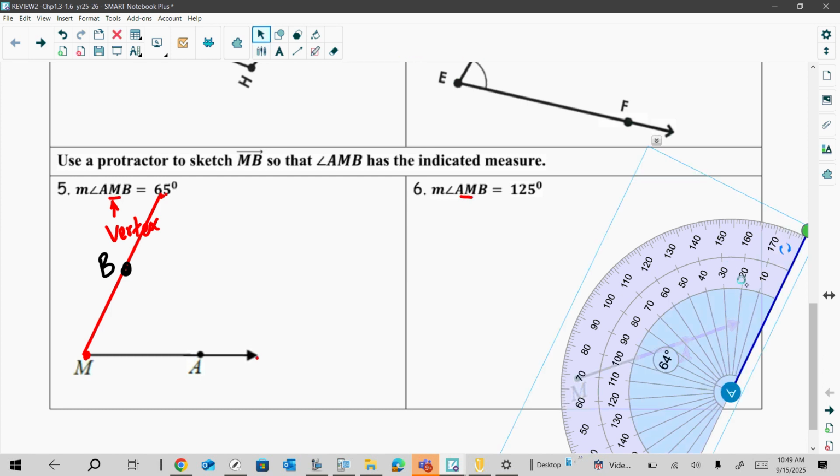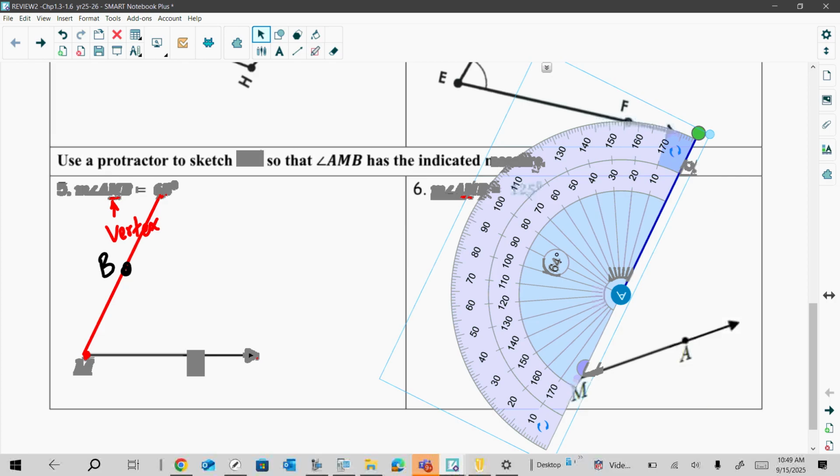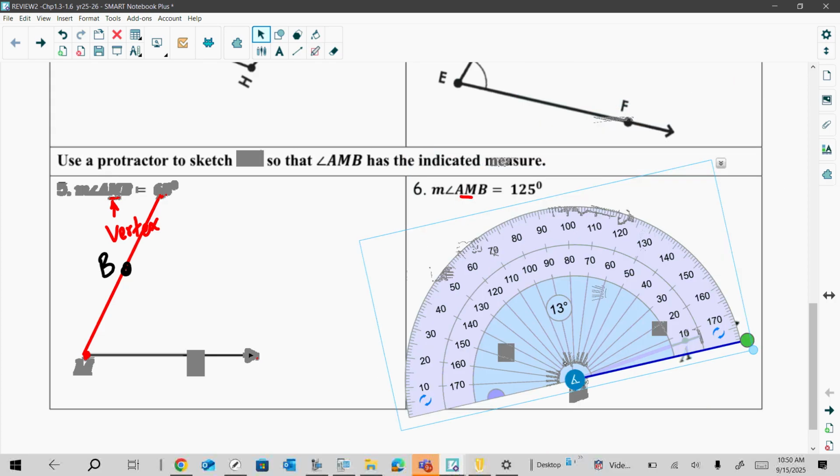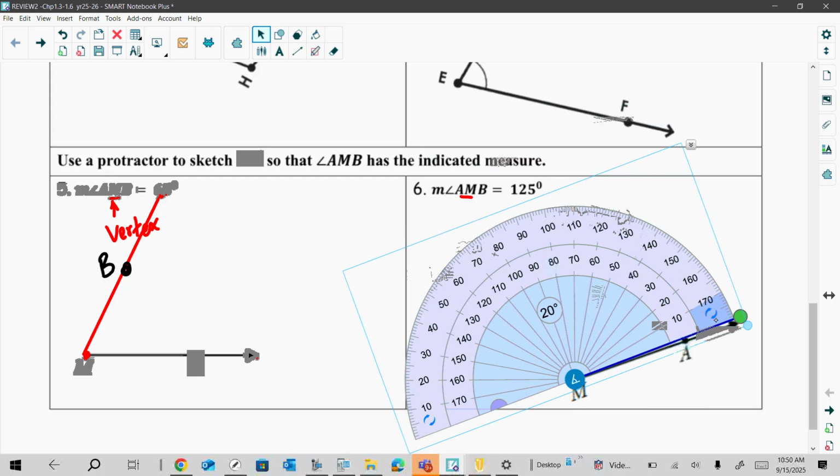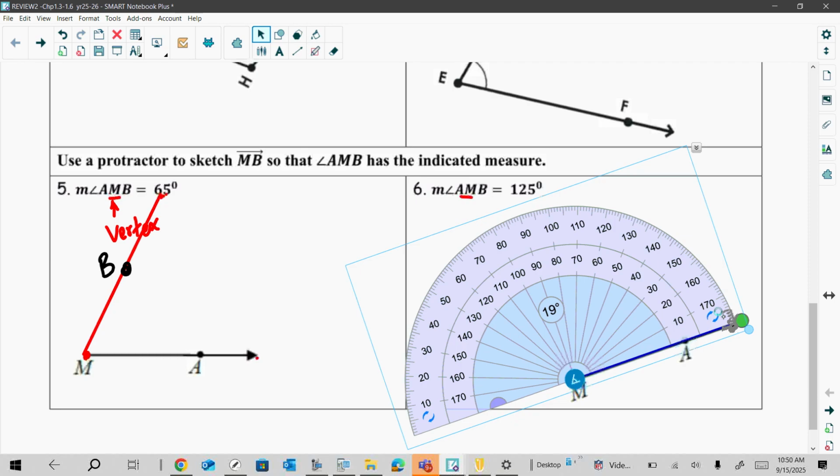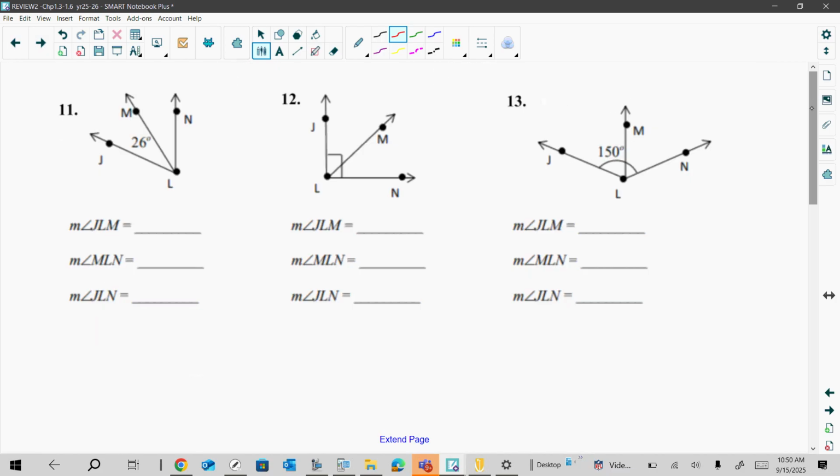So when we line this up, we need to make sure the center is at M and it goes through the 0 at A. We're doing 125 here. So here's 120, then there's 130, 125 is in between. Put a tick mark at the halfway mark and then connect. Okay, it should look obtuse. So you will be asked to use the tool, the protractor tool, on the test.